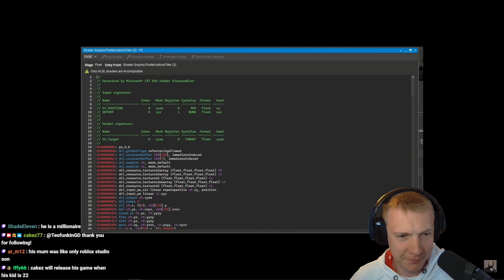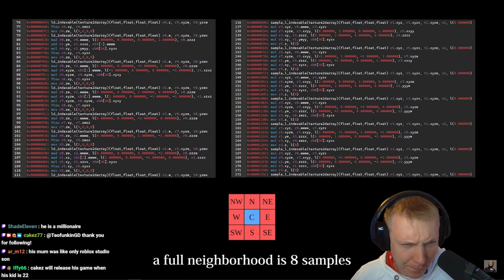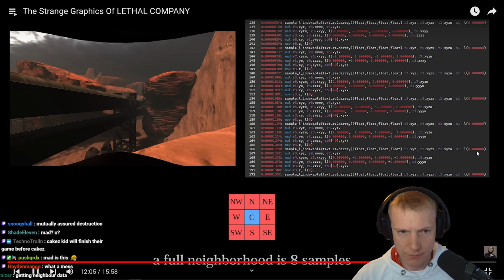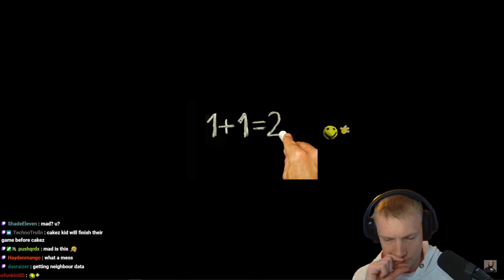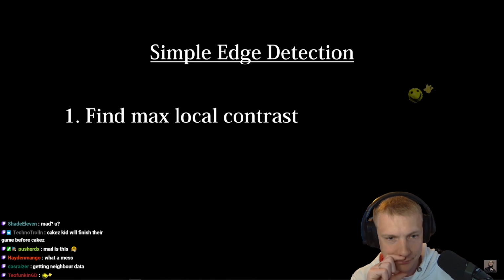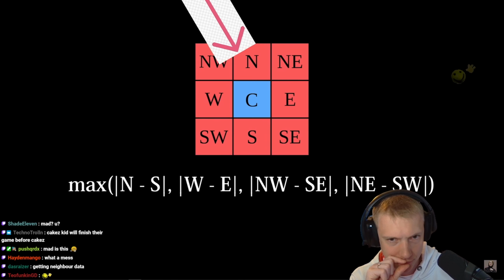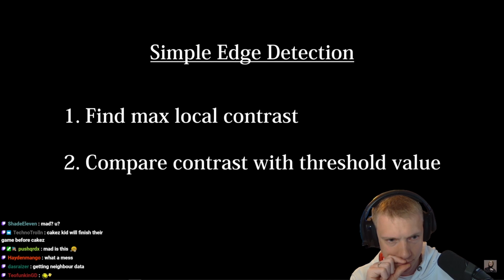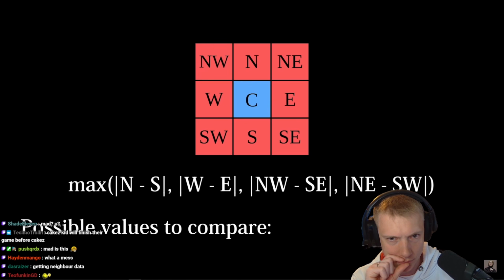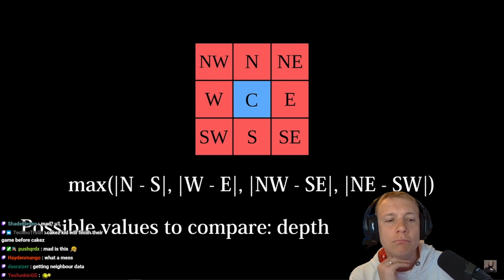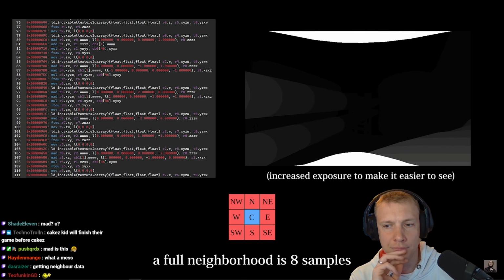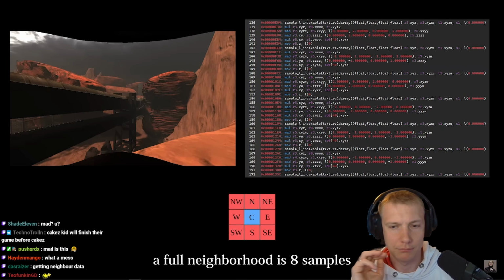When we take a peek at the dreaded shader assembly, we can see that the shader is doing two neighborhood samples, one of the depth buffer and one of the color buffer. The simplest method of edge detection is by calculating the maximum contrast of a pixel, that is, the largest difference between neighboring pixels. If this contrast value exceeds an arbitrary threshold, then an edge exists there. The contrast value is usually calculated with depth or normals, which Lethal Company is doing for one of the edge detections, but it could technically be done with anything, like color data.